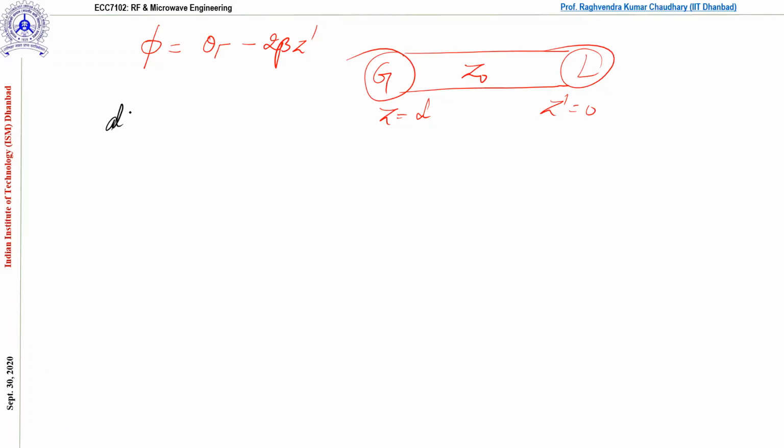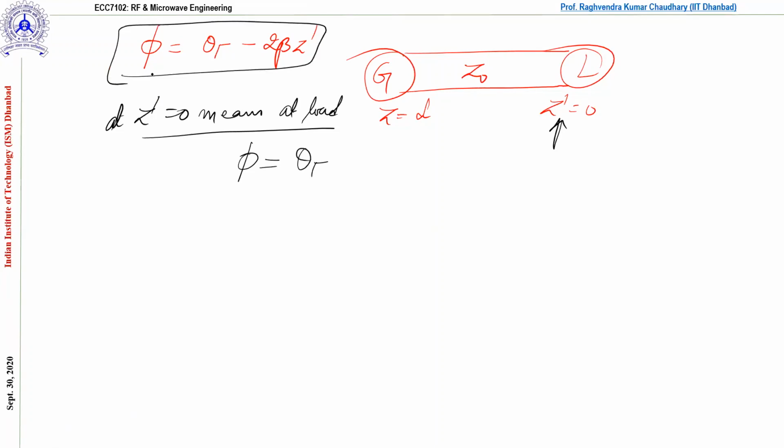So let's say z dash is equal to 0, which means we are at the load side. When I say z dash is equal to 0, I'm here at the load side. In that case, phi will be theta gamma. Remember, we already used this equation. Now what we can do is the reflection coefficient gamma d. We can write it at the generator side as mod of gamma e to the power j theta gamma.